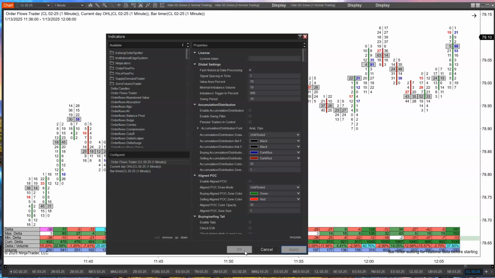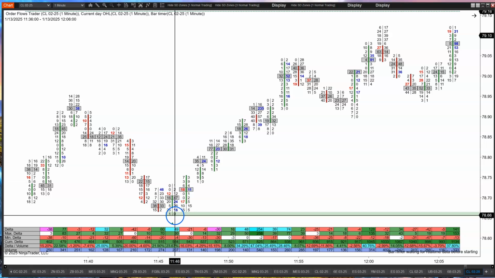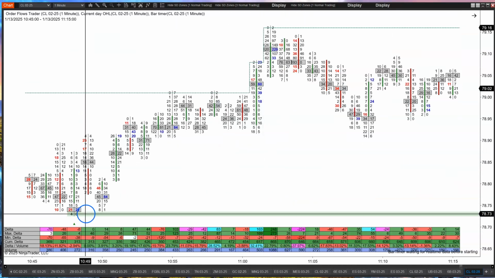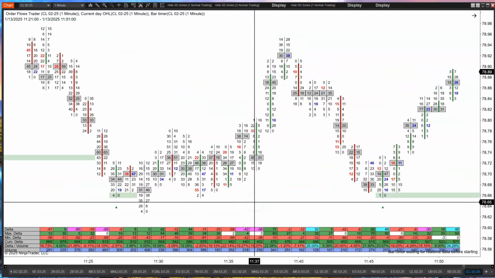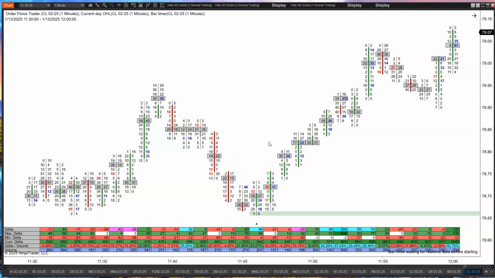So what you're going to see now is that it's cleaned it up a lot. I just see this exhaustion print at the swing low, which is what I'm interested in. And again, you can see there was one here. There was one here as well. But now I'm going to add the second piece, the delta reversal, which is the delta divergence.